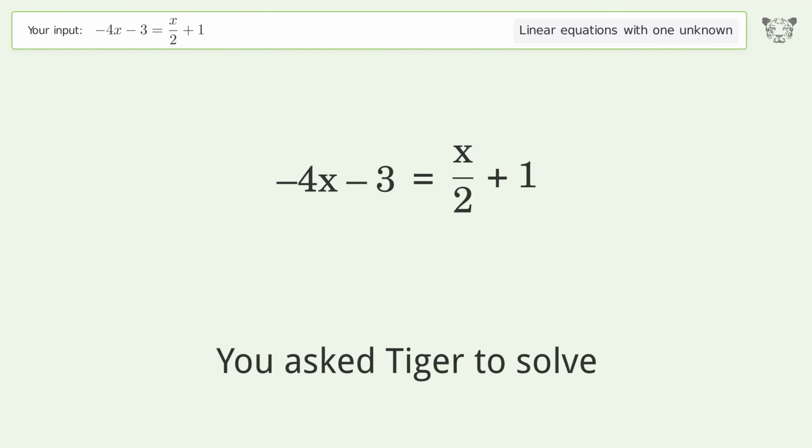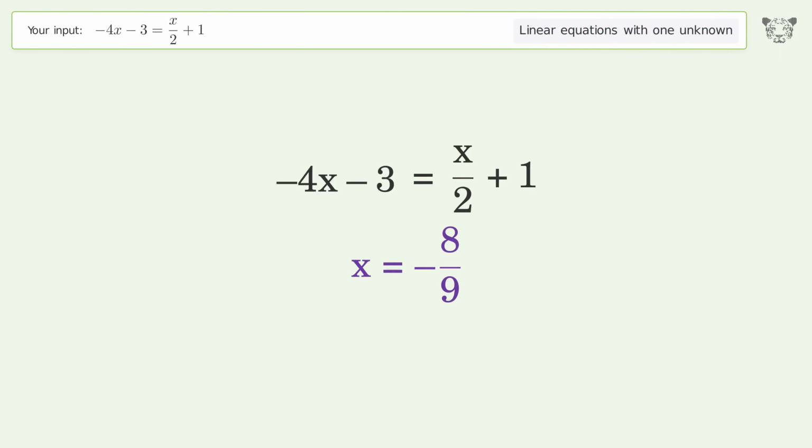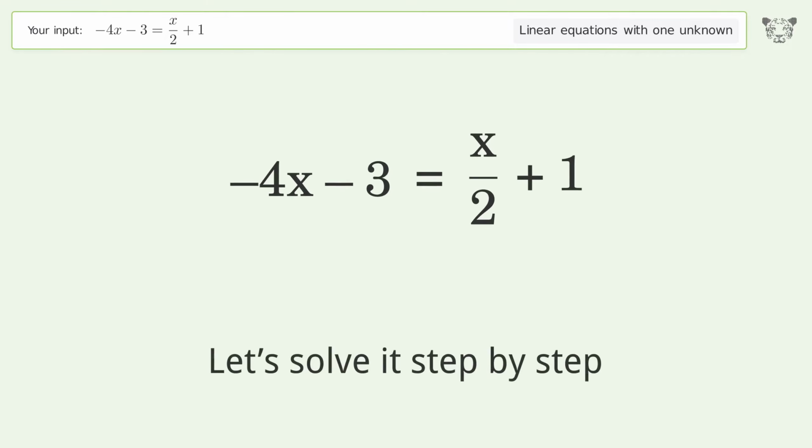You ask Tiger to solve this, which deals with linear equations with one unknown. The final result is x equals -8/9. Let's solve it step by step.